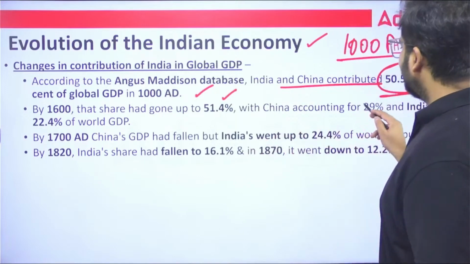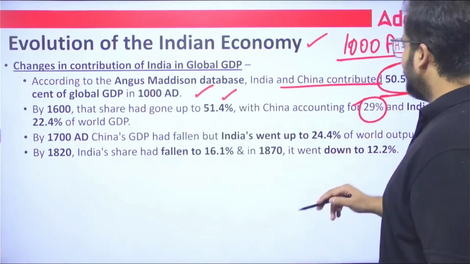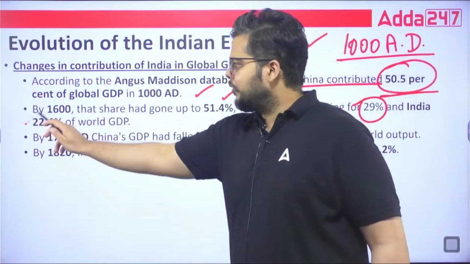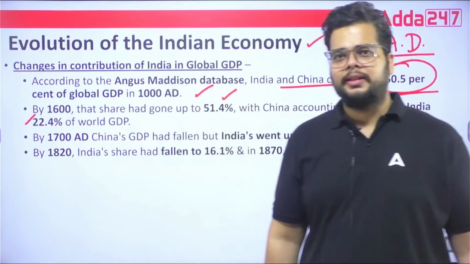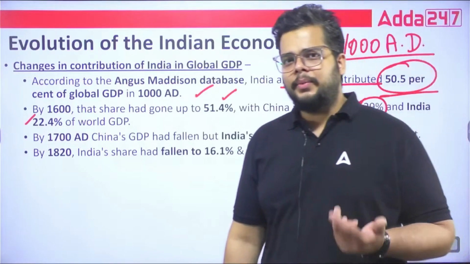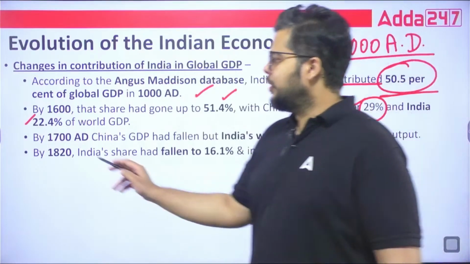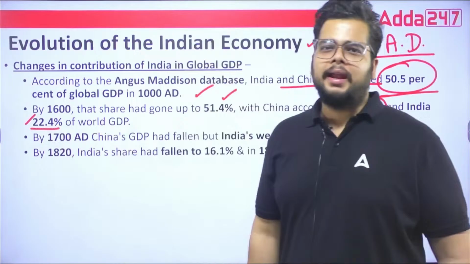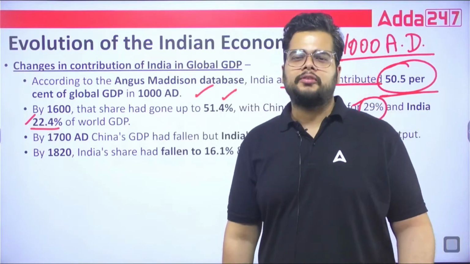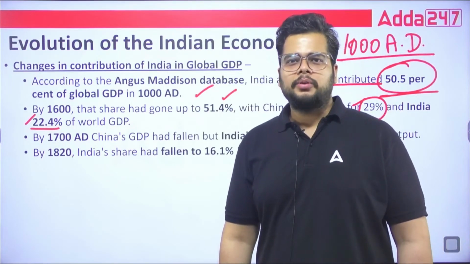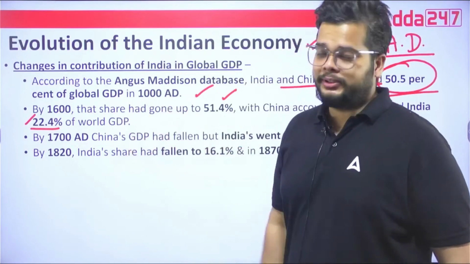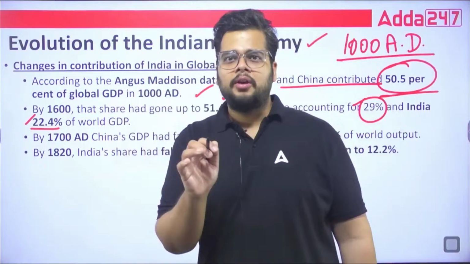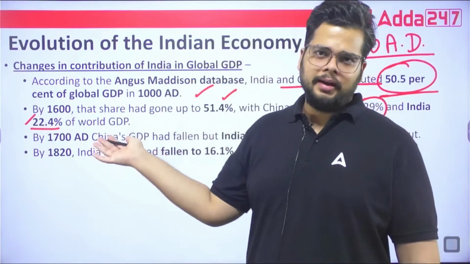And simply stated, China accounted for 29%, India accounted for 22.4%. Now this 22.4% is important for the examination, because examiner normally they ask this number only, that in 1600 AD what was the contribution of India when we talk about the global GDP contribution. So it was what, 22.4%, and whether it rose or it was lower in 1700.